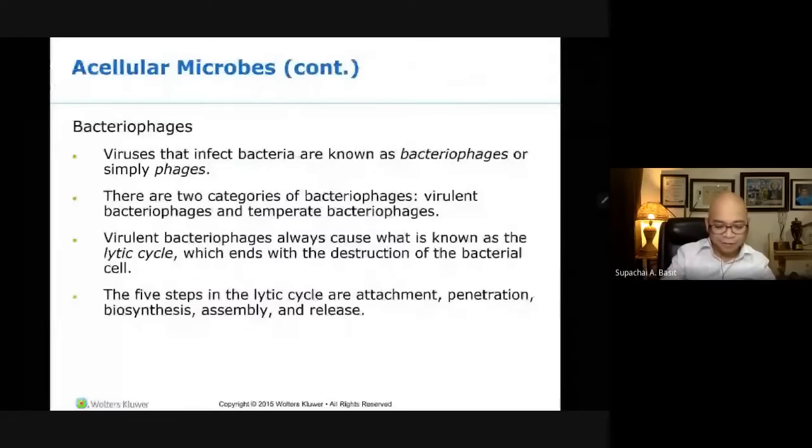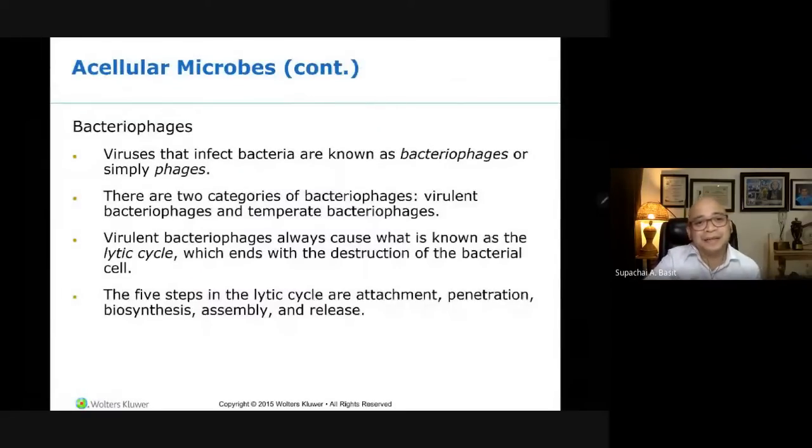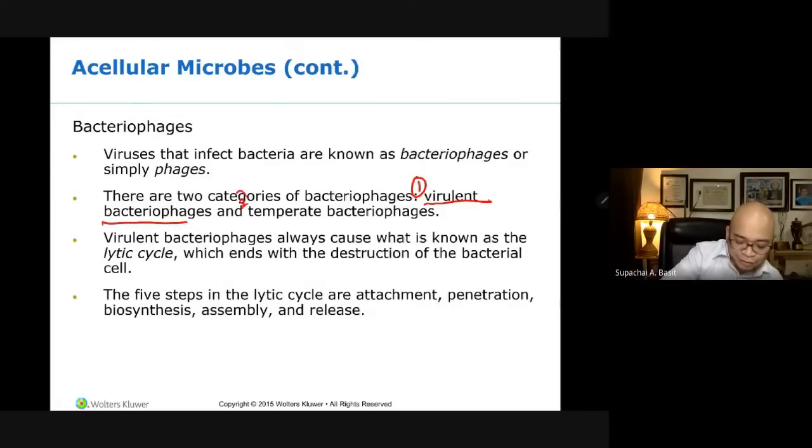Okay, let's talk about bacteriophages, which I have already introduced to you last time. This one is my favorite virus because the majority of my researches are in bacteriophages. Bacteriophages are viruses that can infect bacteria, hence we call them bacteriophages or phages. There are two types of bacteriophages. The first one is called the virulent bacteriophages, and the second one is called the temperate bacteriophages.